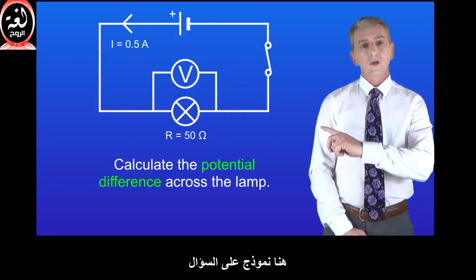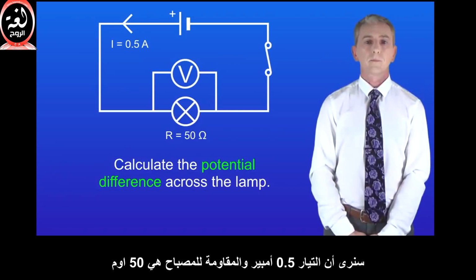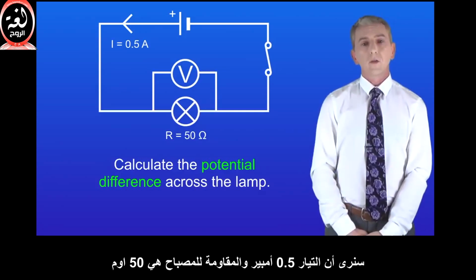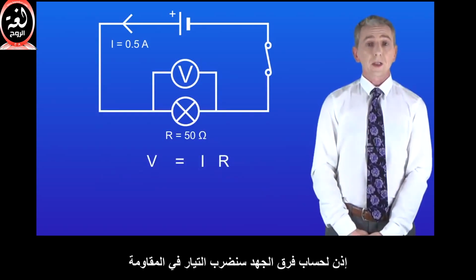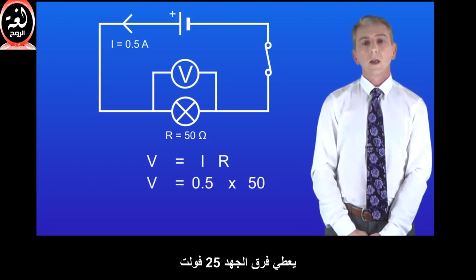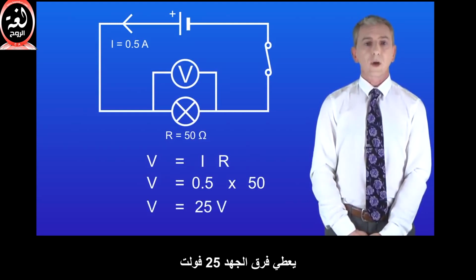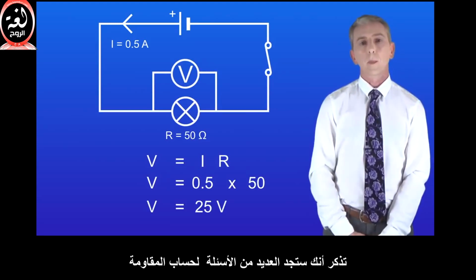Here's a typical question. Calculate the potential difference across the lamp. We can see that the current is 0.5 amperes and the resistance of the lamp is 50 ohms. So to calculate the potential difference, we multiply the current by the resistance. 0.5 multiplied by 50 gives a potential difference of 25 volts across the lamp.